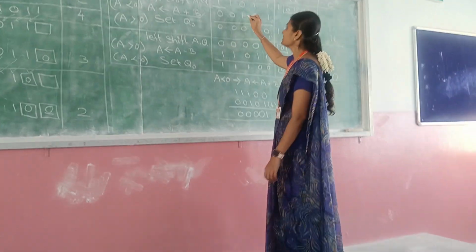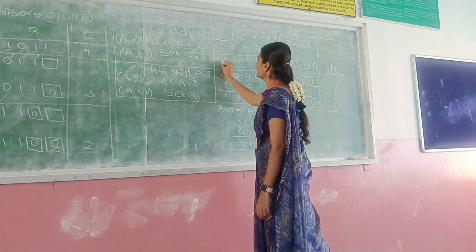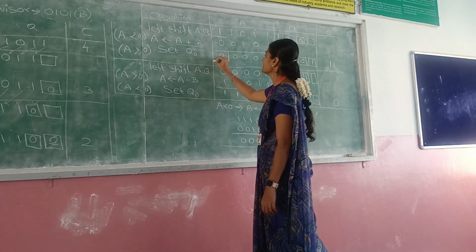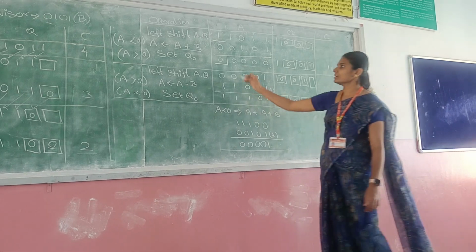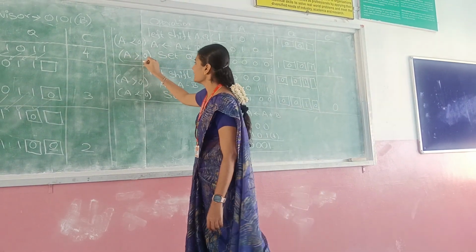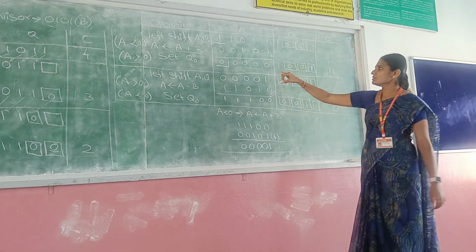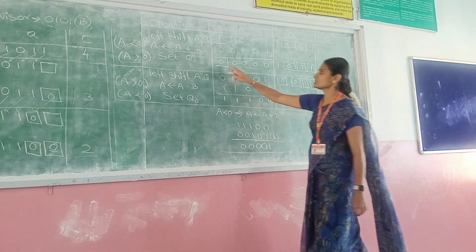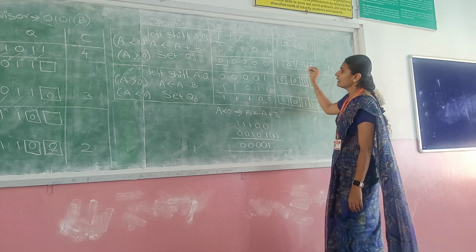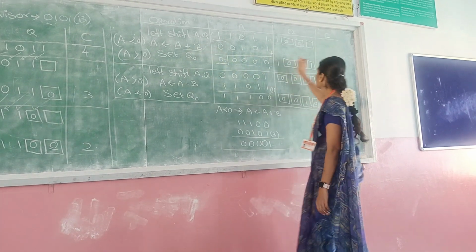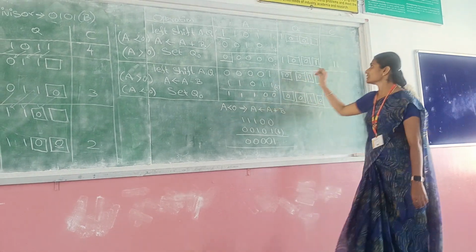Now based on this A value, we have to set our Q0 value. Since in the final A value the sign bit is 0, it indicates that this A value is a positive number. So if it is a positive number, that is A greater than 0, we have to set our Q0 as 1. Once the cycle is completed, again we have to reduce our count value. When it is reduced, it is 2 minus 1, which is equal to 1.